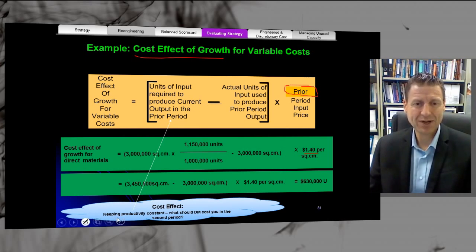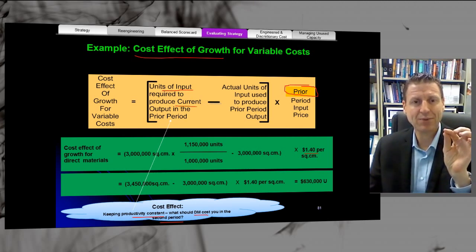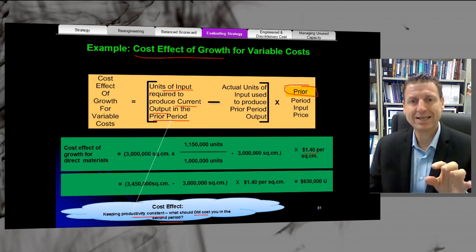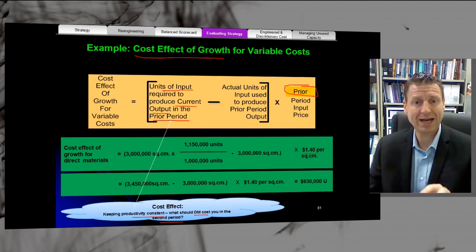So keeping productivity constant, what should direct materials cost you in the second period? Yes, so the units of input required to produce the current output in the prior period, minus the actual units of input used to produce prior period output. This is a tricky one here.